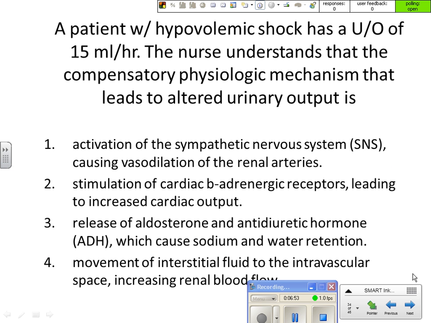The patient with hypovolemic shock has a urinary output of 15 milliliters an hour. The nurse understands that the compensatory physiologic mechanism that leads to altered urinary output is activation of the sympathetic nervous system causing vasodilation of the renal arteries, stimulation of cardiac B adrenergic receptors leading to increased cardiac output, release of aldosterone and antidiuretic hormone which causes sodium and water retention, movement of interstitial fluid to the intravascular space increasing renal blood flow. A lot of words in that.